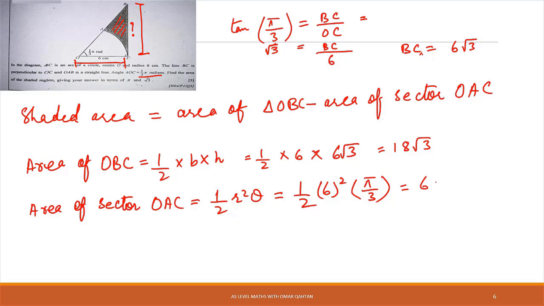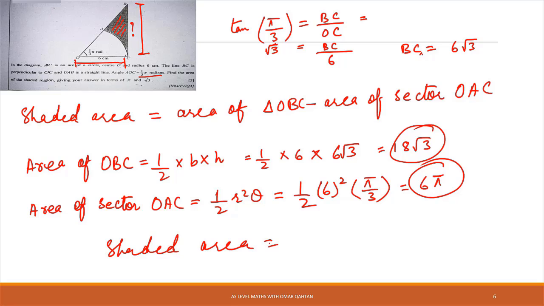Which will be 6 pi only. Alright, so now just substitute these two values in this shaded area formula, and we have shaded area is equal to 18 root 3 minus 6 pi, and it will be 3 root 3 minus pi centimeter square.